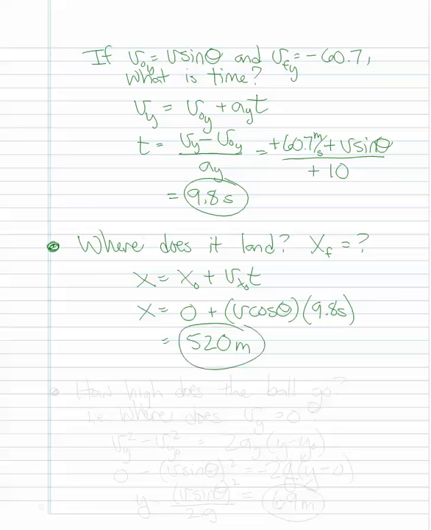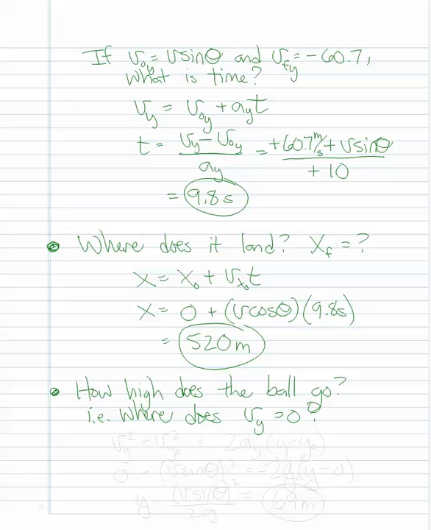Let's see, how high does the ball go? Let's see, how do I want to solve that one? Oh, I think I know what I want to do with that one. I think what I'm going to do is say, this is what this means, where does the y velocity go to 0? Because that's when it turns around.